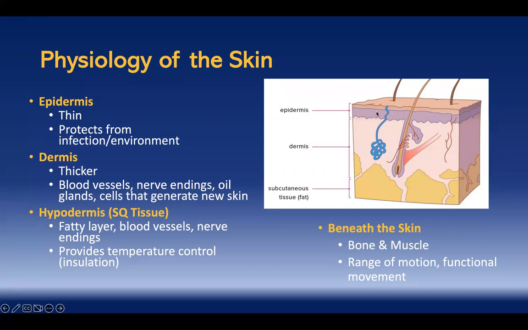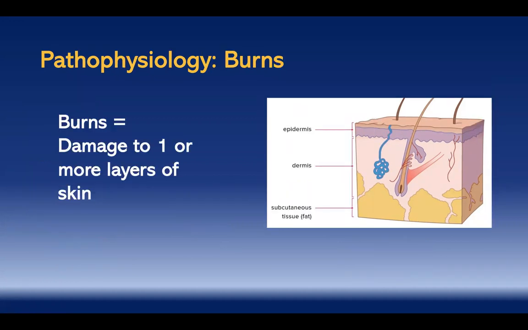And then we have to think not only these layers of the skin, but what's beneath the skin. So beneath the skin is bone and muscle, and those things help us with functional movement and range of motion. And in severe burns, even the bone and muscle can be involved. So what is a burn? A burn, at the core, or at the basic definition, is damage to one or more layers of skin.